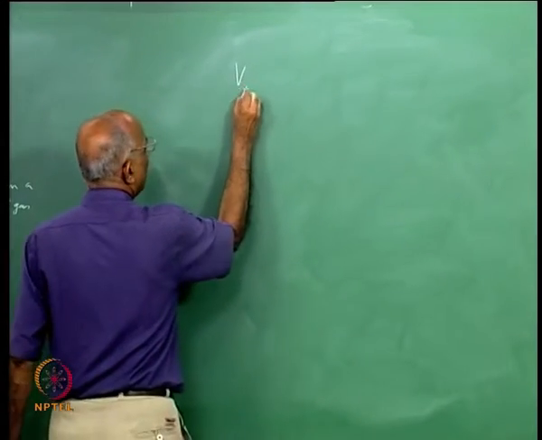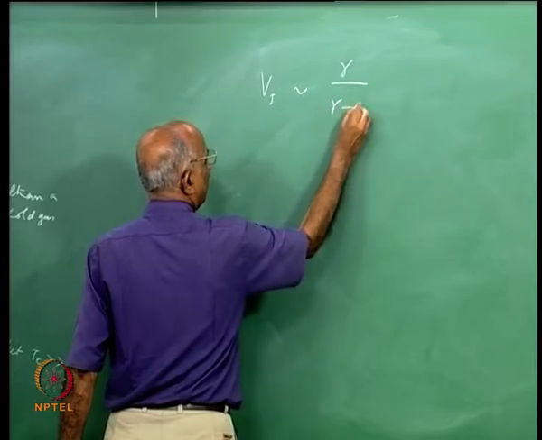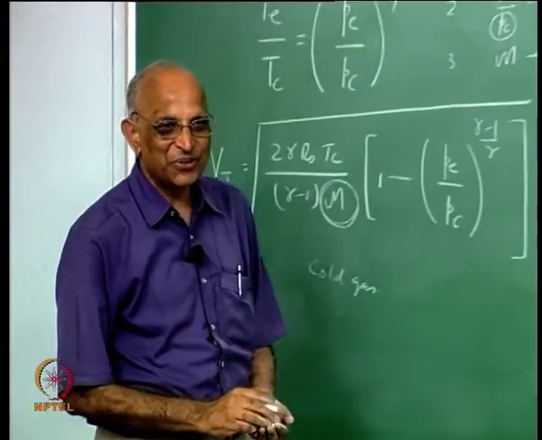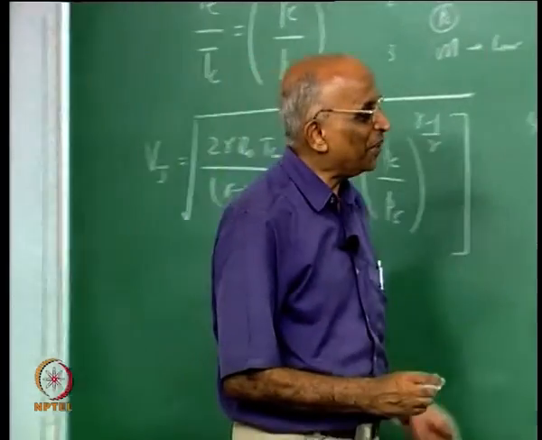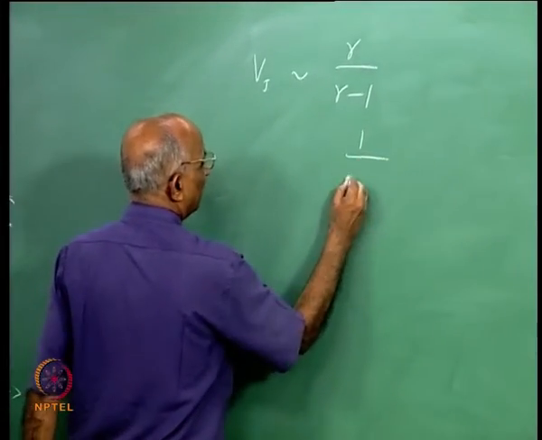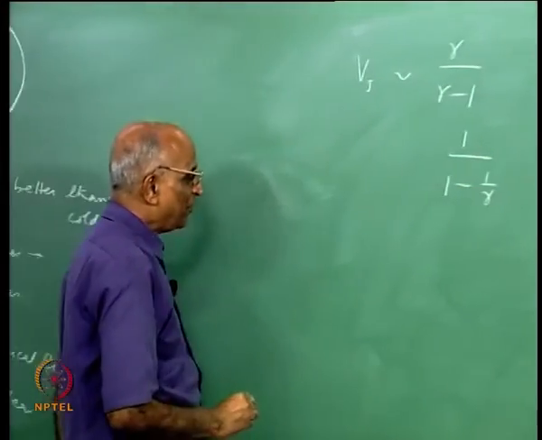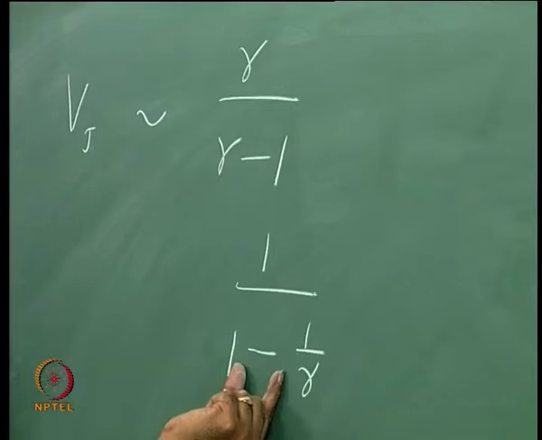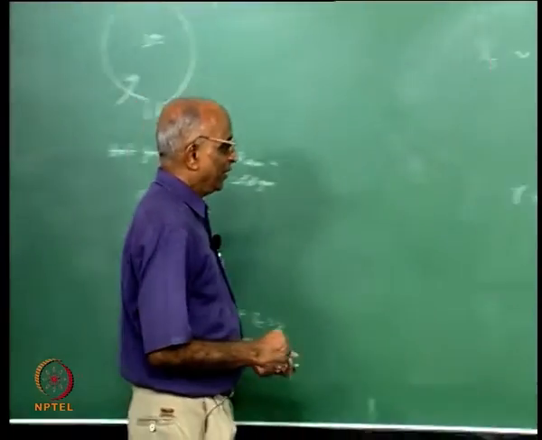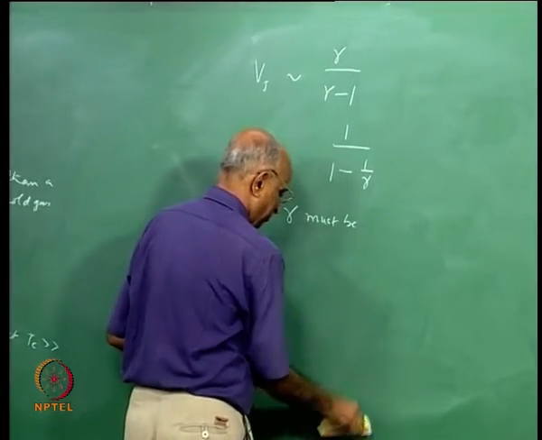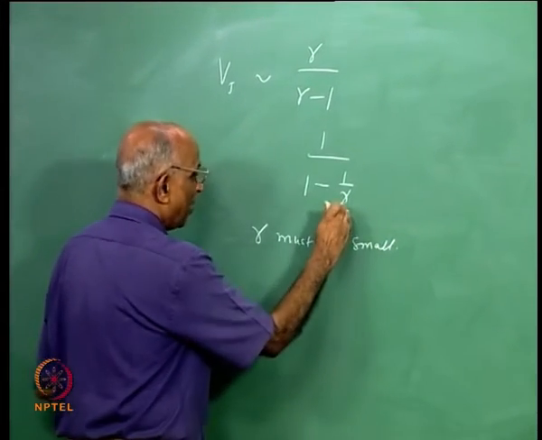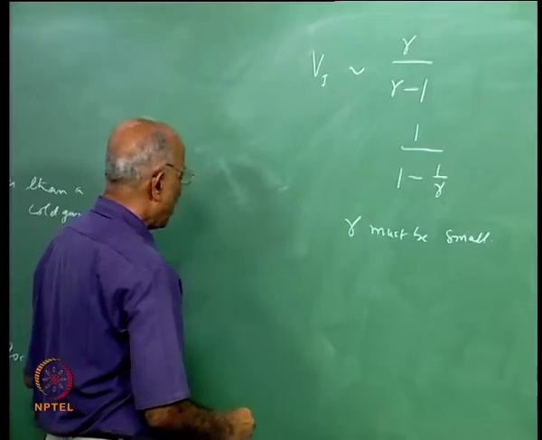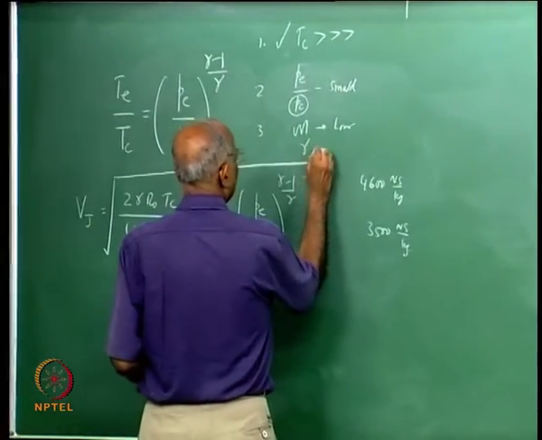What do you find? Vj goes as gamma over gamma minus 1, under root of course. Therefore, should you like a small value of gamma or a large value of gamma? Let us divide numerator and denominator by gamma: 1 by 1 minus 1 over gamma. Therefore, I find if I have a smaller value of gamma, I subtract a larger number. A small value is preferable because if gamma is small, I subtract a larger quantity, my denominator comes down and my numerator goes up, so Vj is larger. Therefore, I also tell myself, well, gamma must also be small.